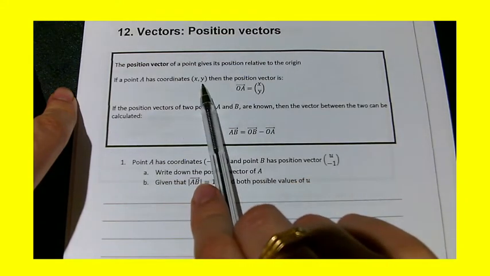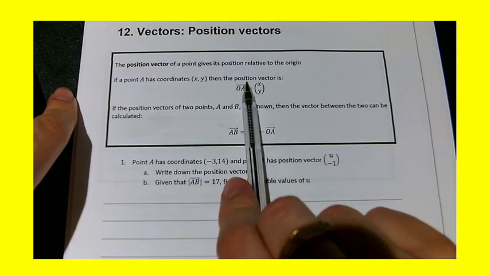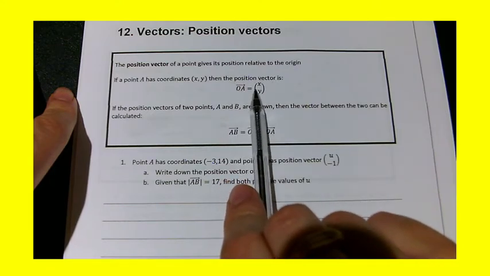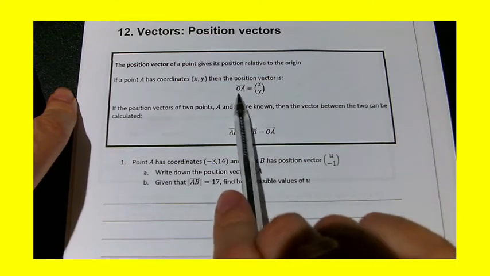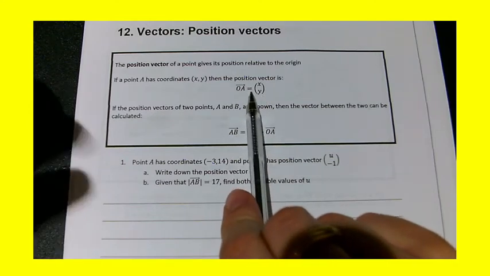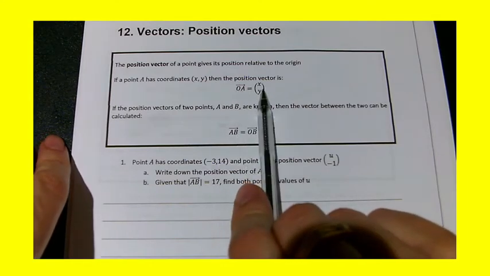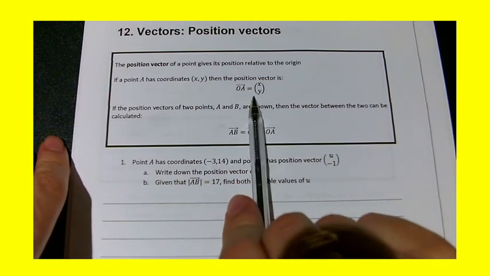So if you've got a coordinate xy, then we would write the position vector as OA, and you'd write your vector here. So OA, whenever you see that, that basically means what is the vector from the origin, what is the point from the origin written as a vector.